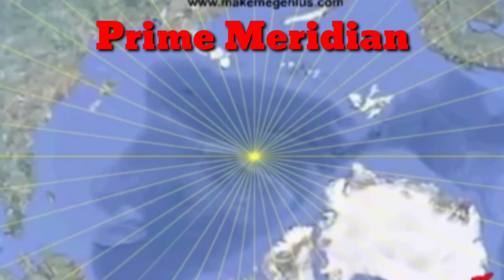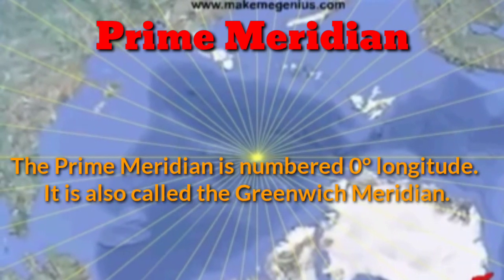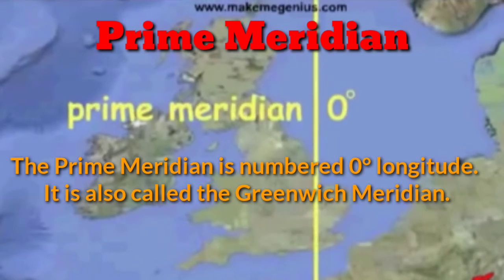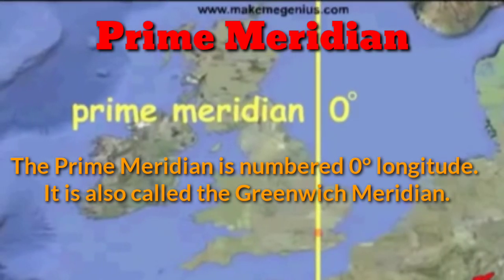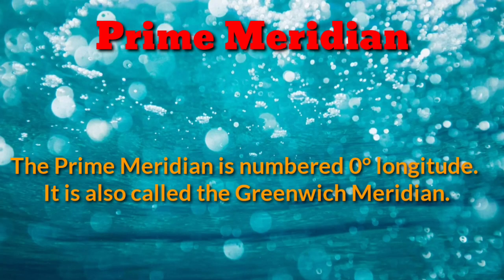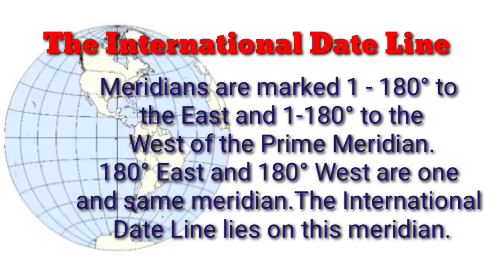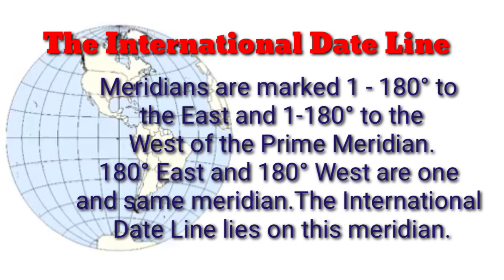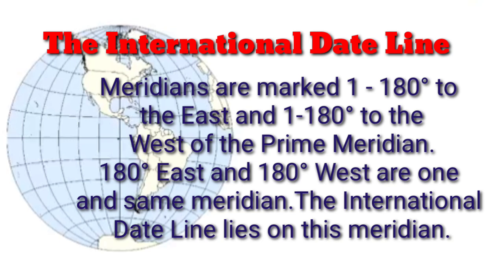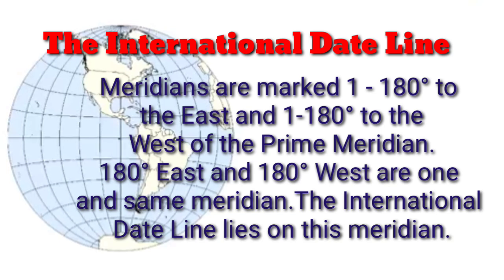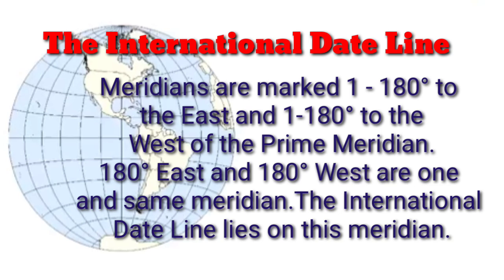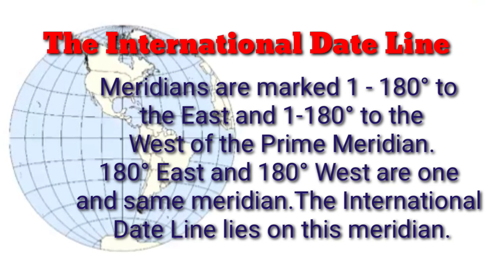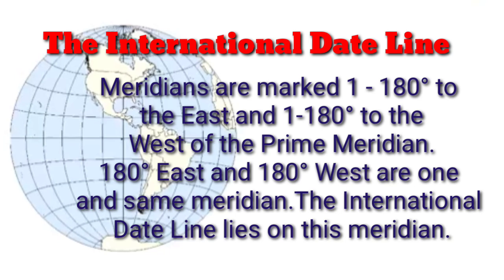Prime meridian. The prime meridian is numbered 0 degree longitude. It is also called the Greenwich meridian. The international dateline. Meridians are marked 1 to 180 degree to the east and 1 to 180 degree to the west of the prime meridian. 180 degree east and 180 degree west are one and the same meridian. The international dateline lies on this meridian.